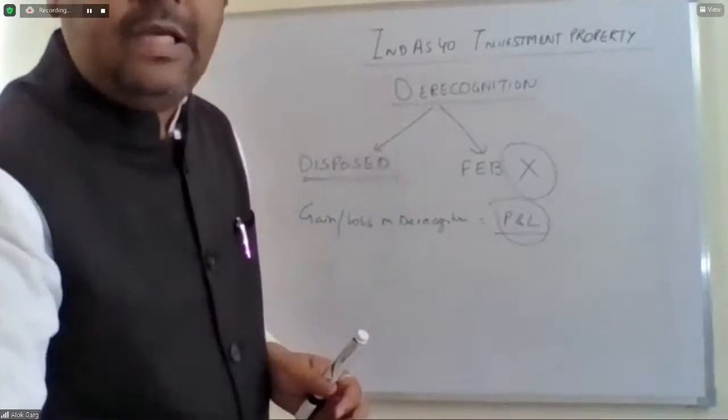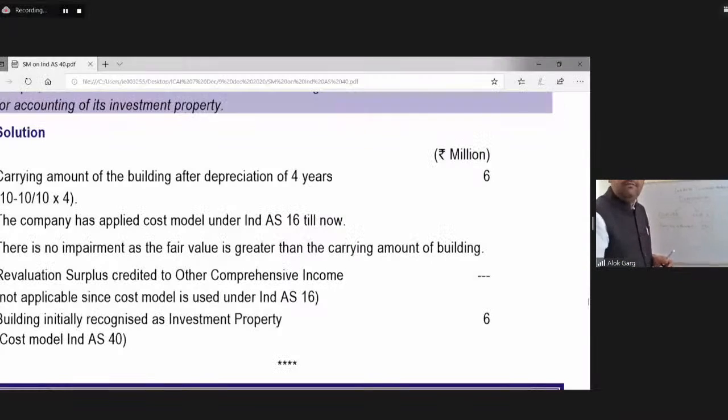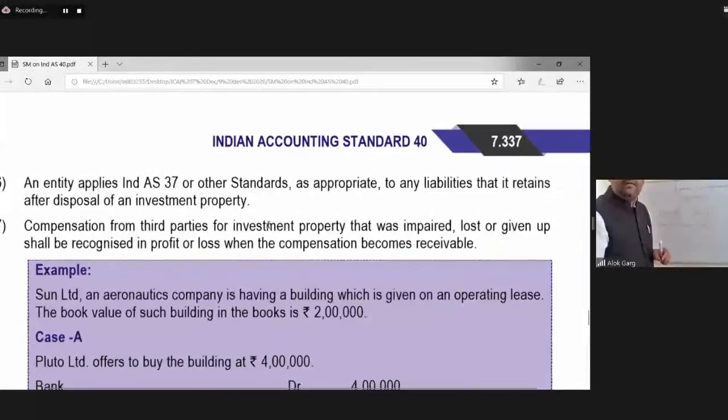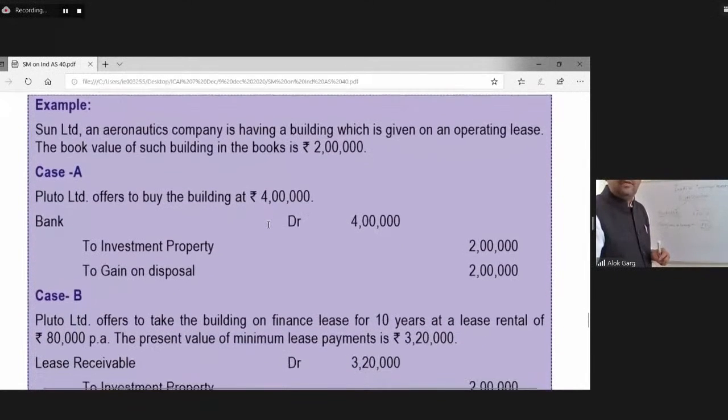So now quickly we'll do a case study from Institute study material, which is the last case study. Then we'll move on to some quick objective type questions, and then I'll take the query of Purushottam, which is related to IndAS 16.